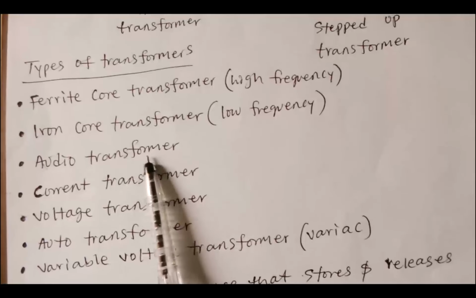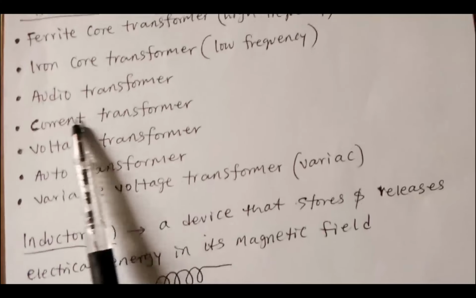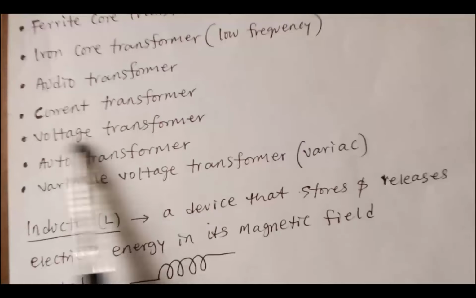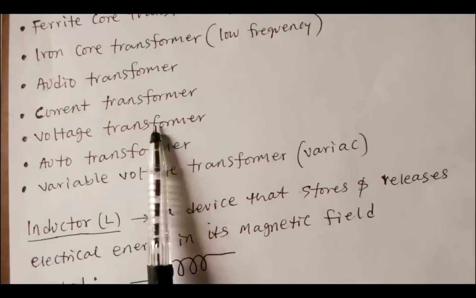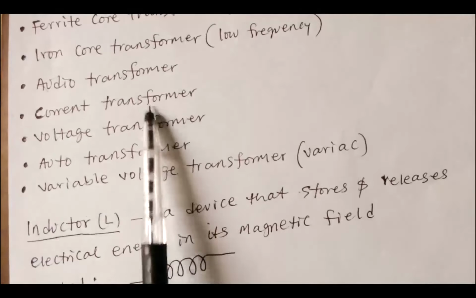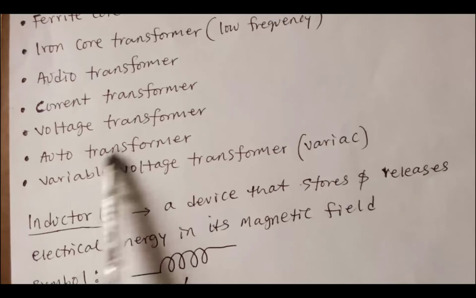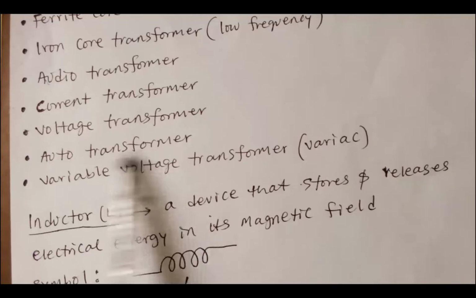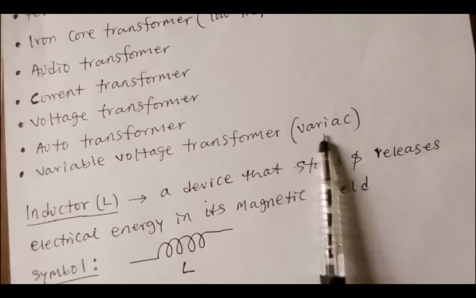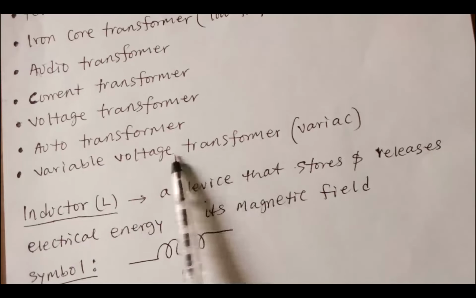Then we have audio transformers used in some audio amplifiers. Then we have current transformers and voltage transformers. The voltage transformer is the one we are commonly familiar with. The current transformer is used for measuring current. Then we also have the auto transformer, the type inside our voltage stabilizers, based on the winding. Then we also have the variable transformer, the Variac, in which the voltage can be adjusted and controlled.